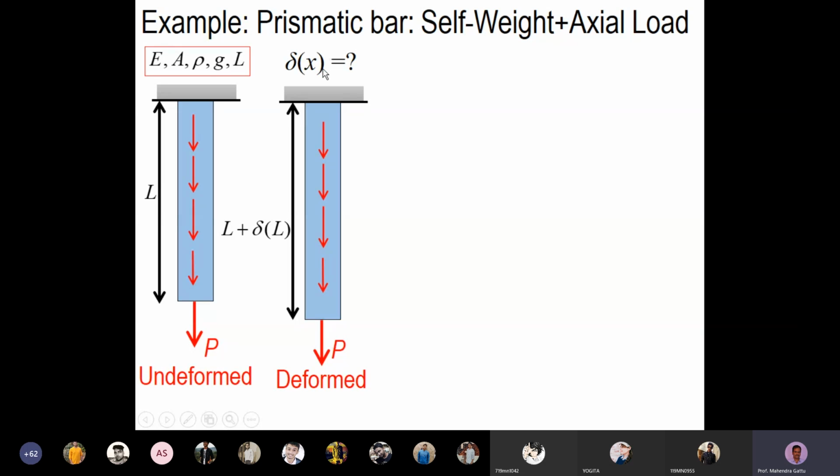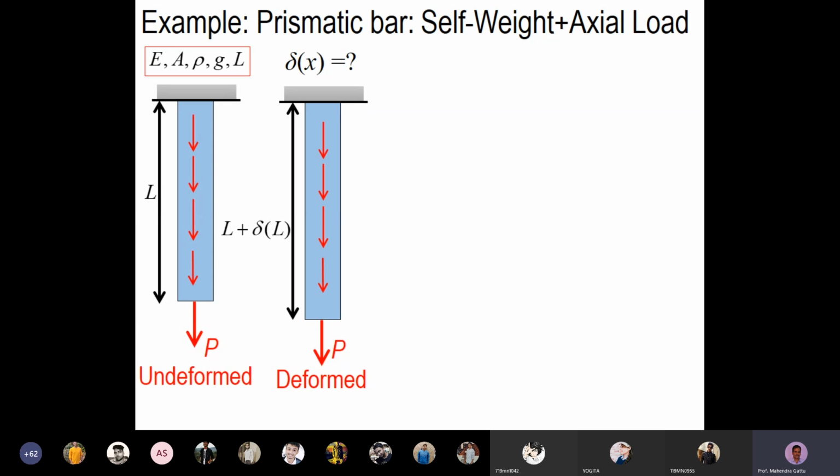What is the deformation, the elongation, at each point? This elongation is not constant throughout the bar. It will keep varying, because the axial load and the axial stress are varying throughout the bar. So how to find this delta of x? Since all the stresses are varying throughout the length of the bar, we would have to divide this bar into infinitesimally many segments. We can't do that, so we have to use a calculus-based approach.